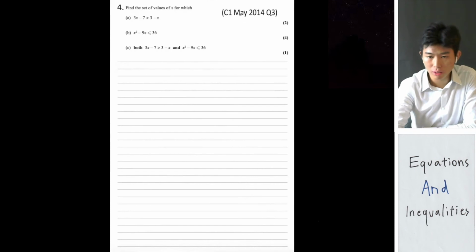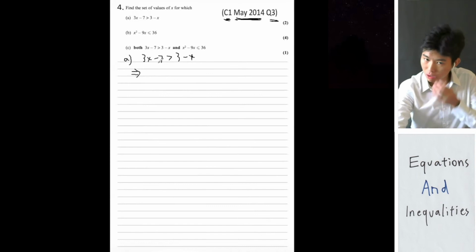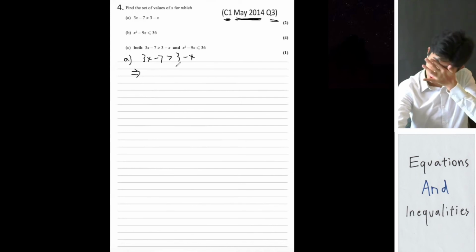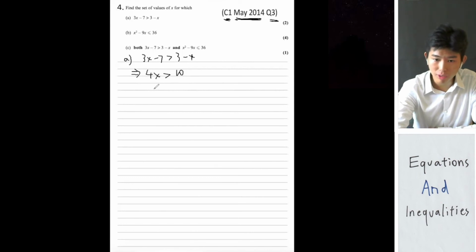Okay, to question 4. This question is actually from the C1 module, May 2014, question 3. Let's start off with part A: 3x - 7 > 3 - x. The next step is to move all the terms with x to the left, and all the terms without x to the right. So 3x plus x would be 4x, greater than 3 plus 7, which is 10. The final answer would be x greater than 10 over 4, which is x > 2.5.